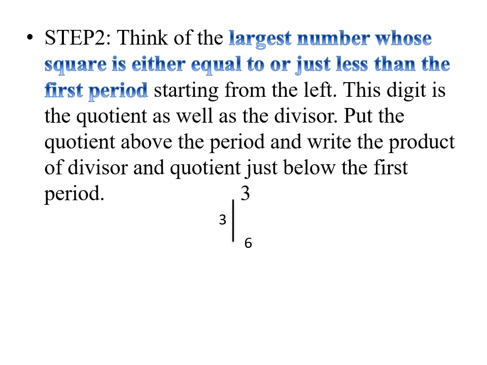Now think of the largest number whose square is either equal to or just less than the first period, starting from the left. This digit is the quotient as well as the divisor. Put the quotient above the period and write the product of divisor and quotient just below the first period.